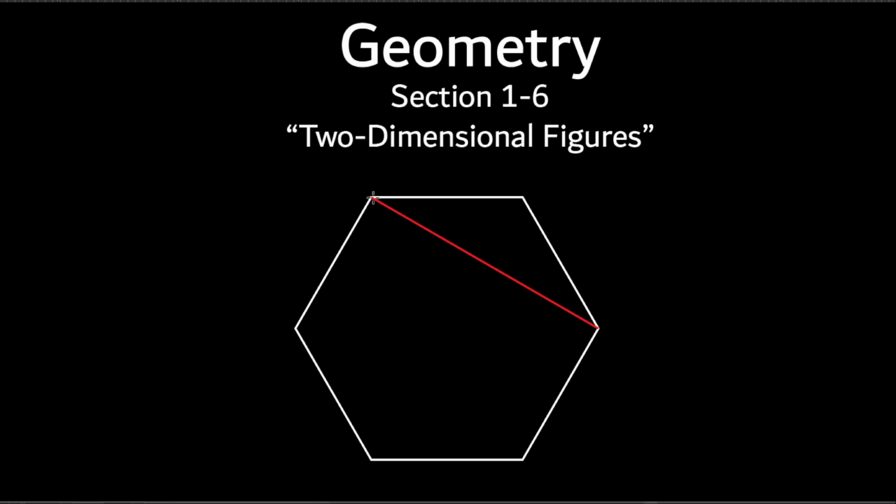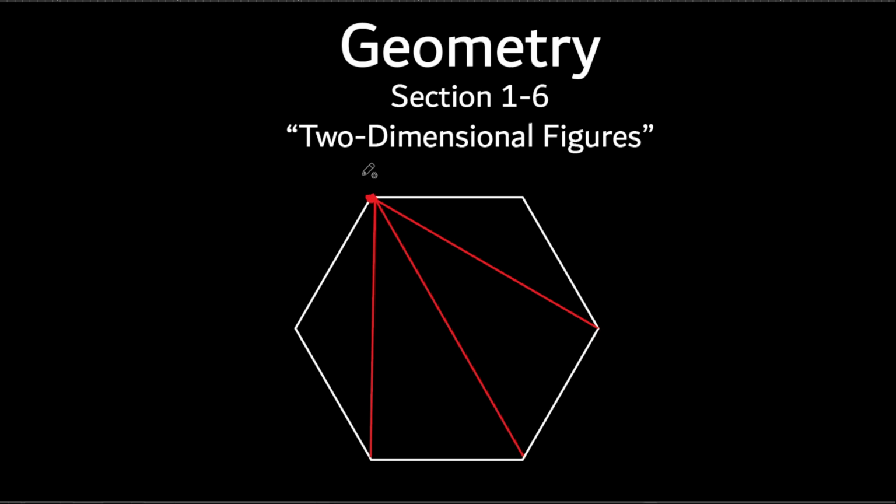I could draw another one. I could go from here to there. And how many more could I draw from this point right here? Just one more. I could go to here. These are called non-consecutive vertices. So if I'm talking about this vertex right here, this vertex would be next to this one. Do you see it? Because it attaches to it.